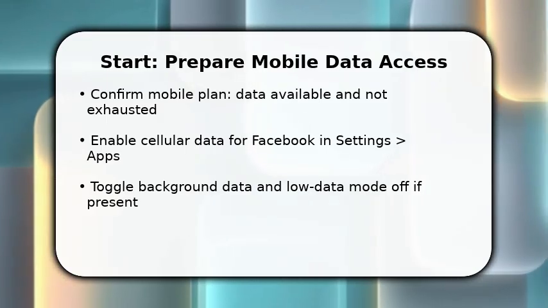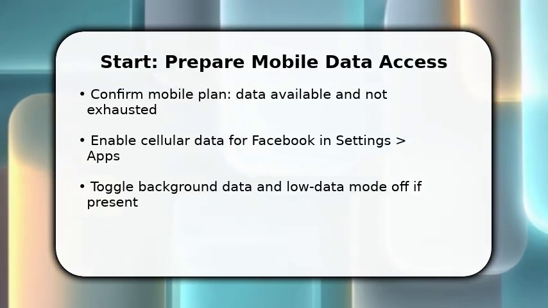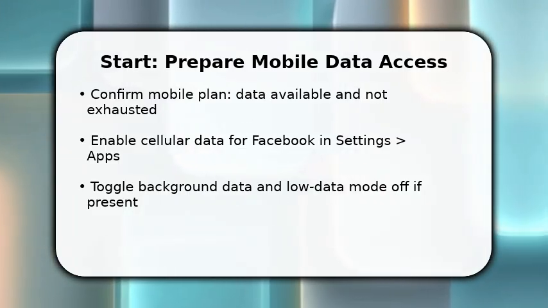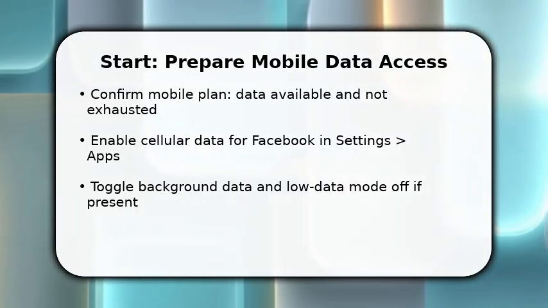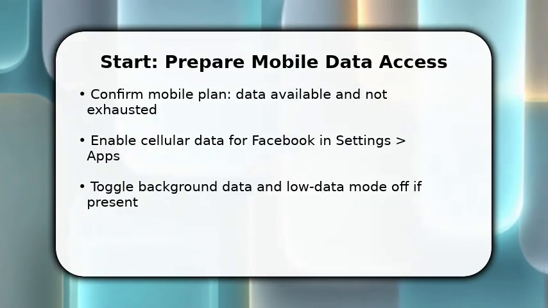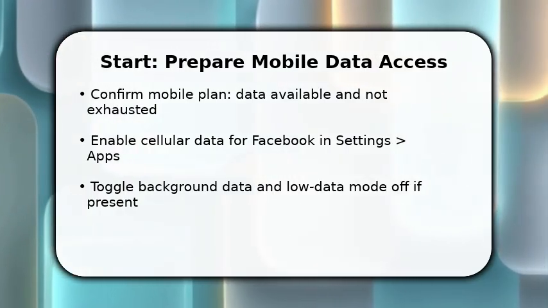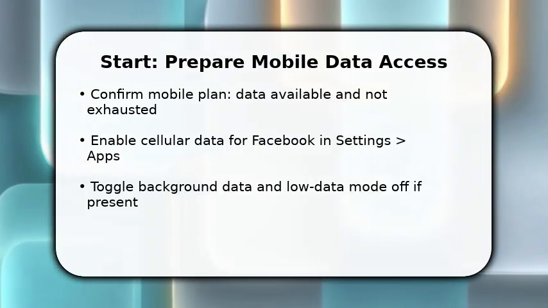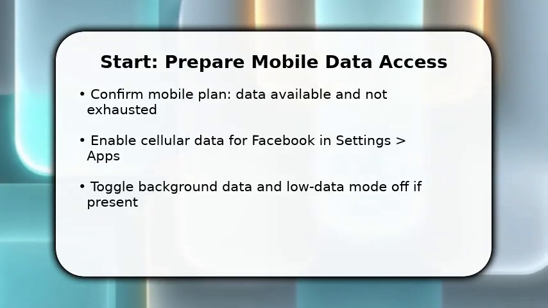Enjoy the video. You begin by enabling what matters, mobile data for Facebook. Open Settings, find Apps, pick Facebook, and turn on cellular data so images can download. Once done, make sure background data is allowed and low data mode is off, otherwise photos may not load. You do this to let full-size images stream instead of being blocked or compressed.